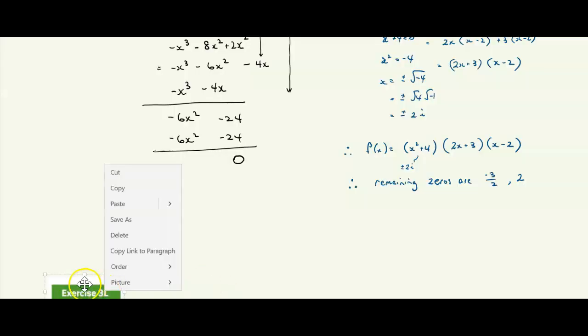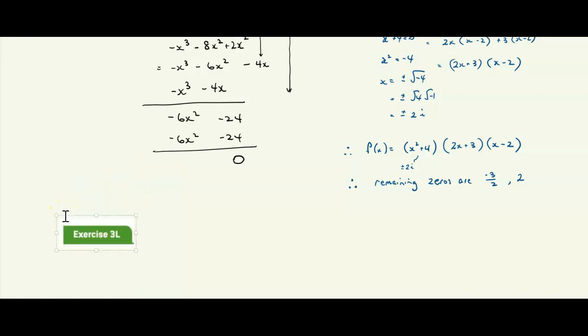We now need to do exercise 3L here. So if we can do exercise 3L, that would be wonderful. I think the questions from 3 to 6 will benefit us most. So that's it. Cheers.